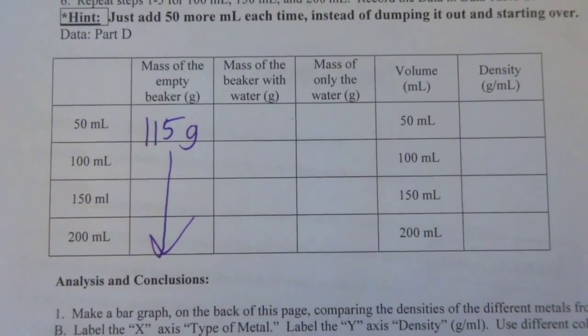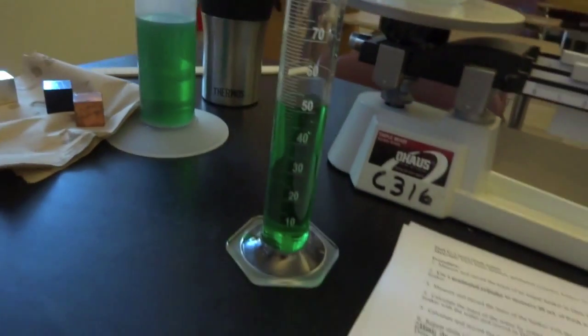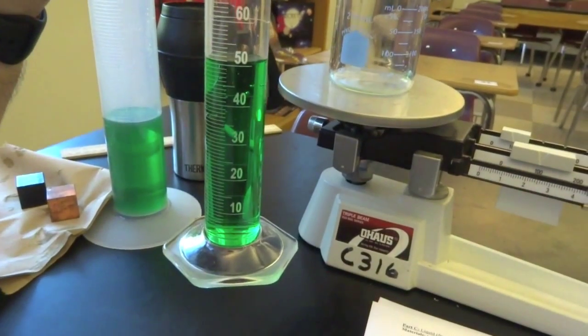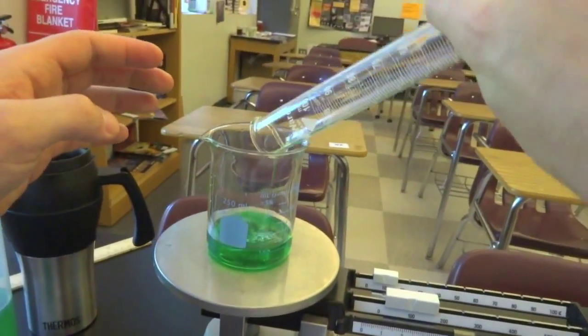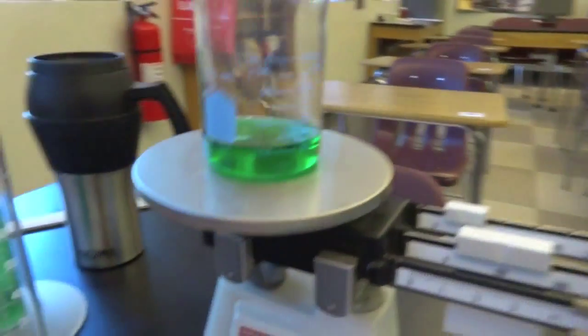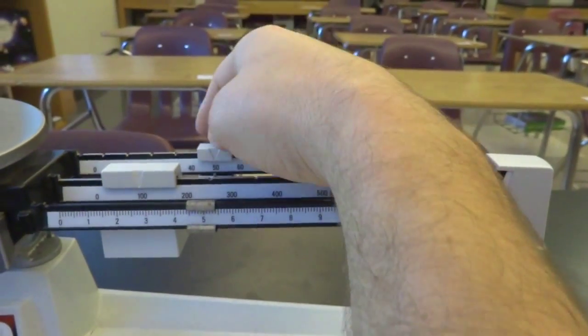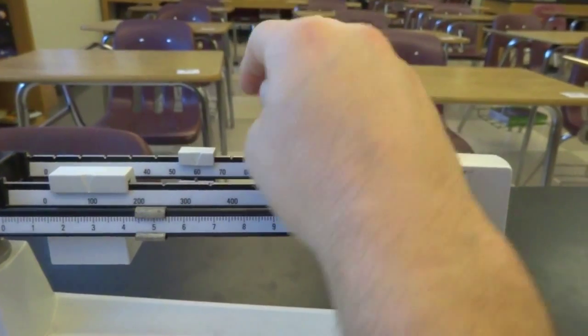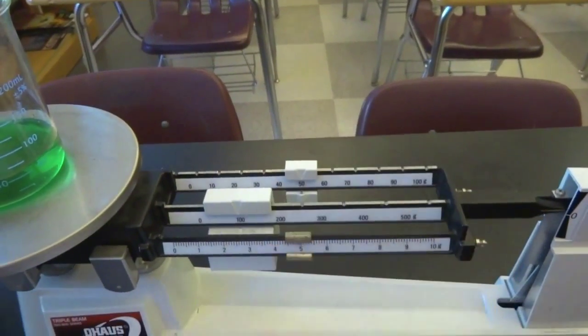So now I'm going to add 50 milliliters of water. Now for this, I'll use the smaller graduated cylinder as it's a lot more accurate at a smaller volume. So here I already have the water up to 50 milliliters. So now I'm going to pour this into my graduated cylinder, I'm sorry, into my beaker. And now I'm going to find the mass of the 50 milliliters of water. So I know that it's more than 115 because that's what the empty beaker was. So I want to see if I can just add some more tens here. Okay, 160 something, a little bit too much.